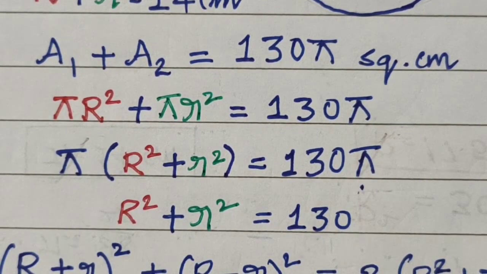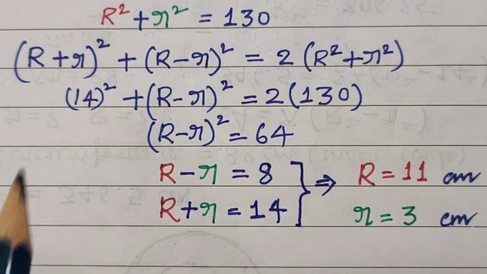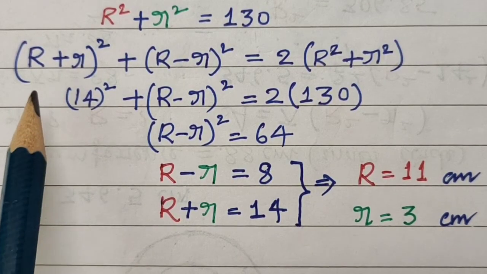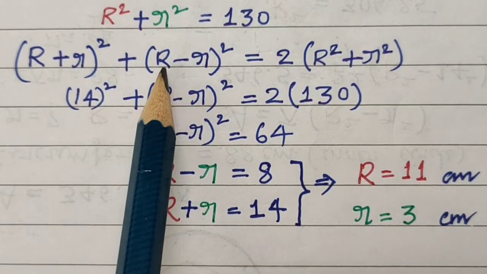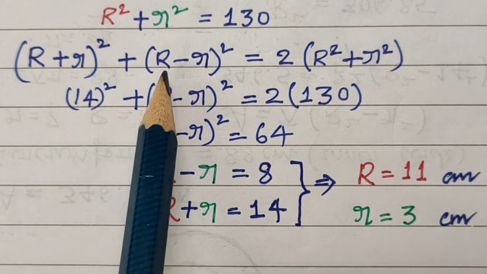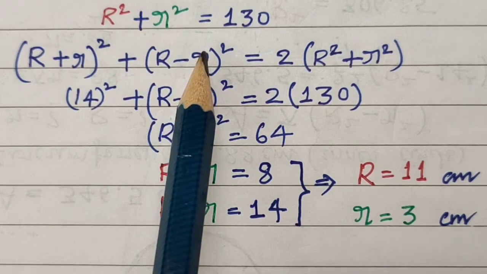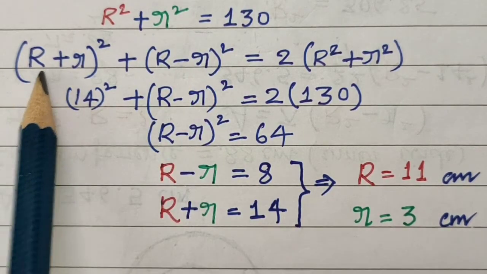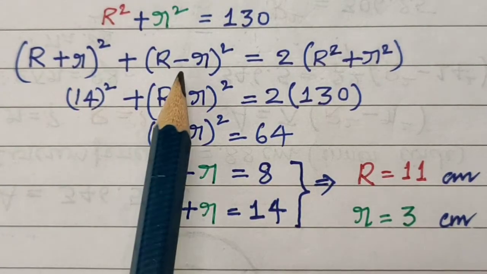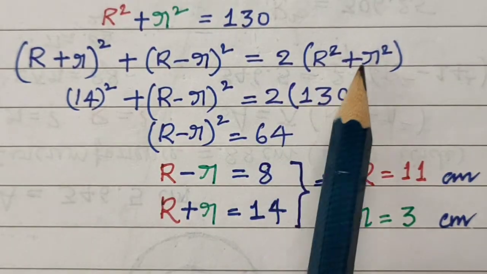We know that a plus b whole square is equal to a square plus b square plus 2ab. A minus b whole square is equal to a square plus b square minus 2ab. The plus 2ab and minus 2ab get cancelled. There is R square here, there is r square here. That will become 2 times R square plus r square.